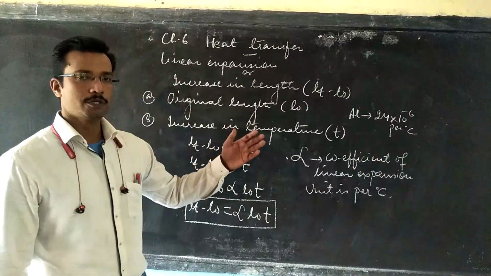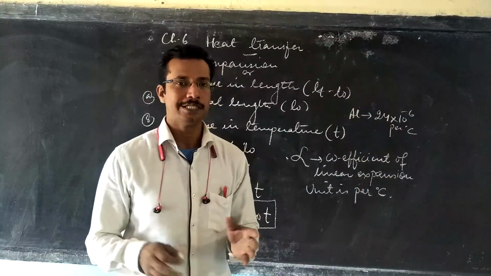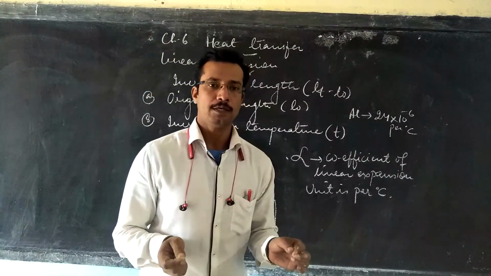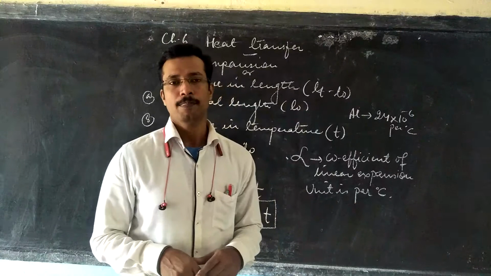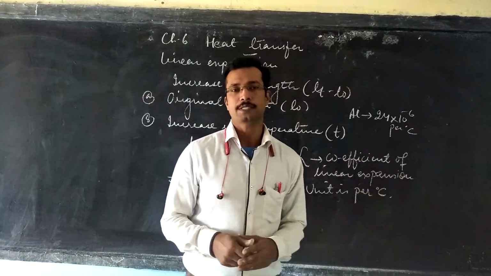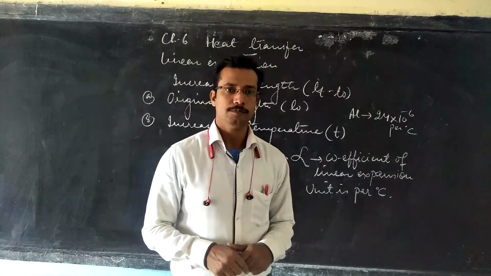So different rods or different materials will show different coefficient of linear expansion. This is the reason why even if materials of equal length are heated equally, because the material is different, because the coefficient of linear expansion is different, they will show unequal expansion.